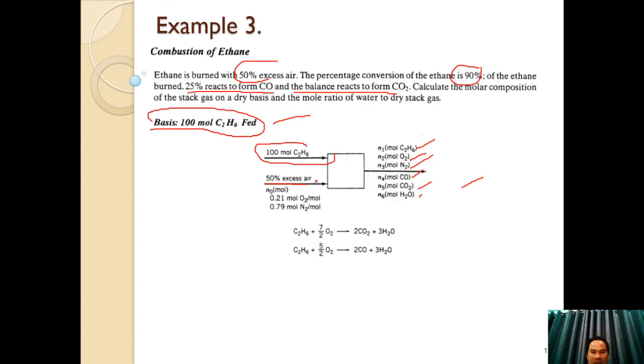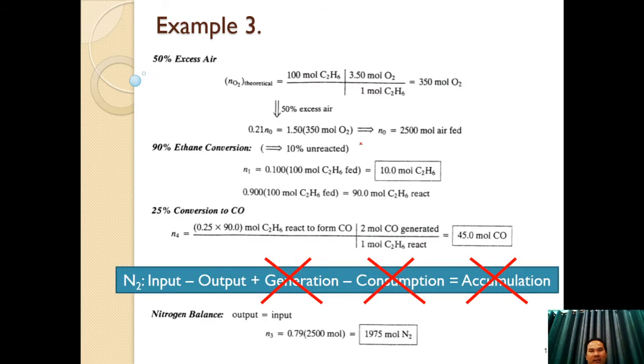This is the degree of freedom around the reactor. It's only one reactor, 1 unit. Okay. For this case, you analyze the information. We have 3 pieces of information. The first one, 50% excess air. And then the 90% ethane conversion, right? And 20% converts to CO. These are 3 pieces of information. You have to analyze these first. After you analyze, you can solve for some unknowns.